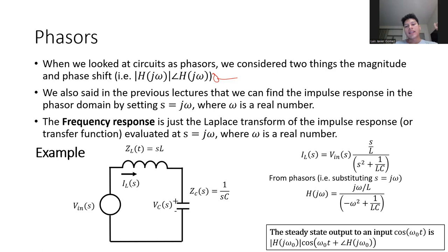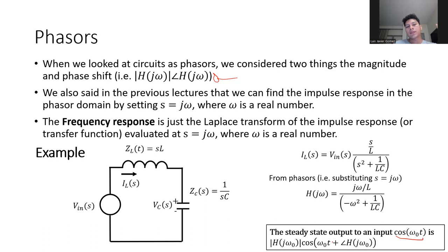As it turns out, what you were actually computing with phasors was the transfer function evaluated at the frequency of the input. So in particular, if you had a steady state input of cosine omega naught t, the solution you got from this phasor analysis was the magnitude of the transfer function times cosine of omega naught t plus the phase of the transfer function.